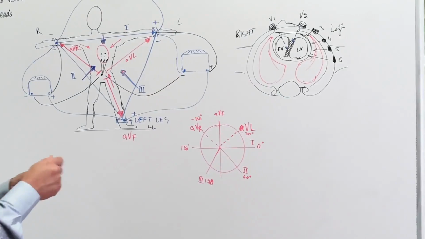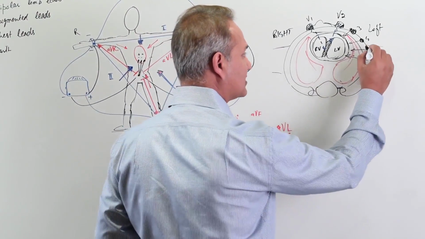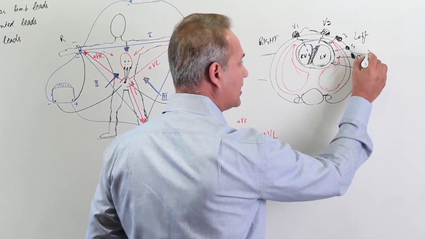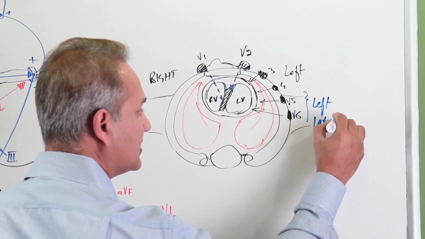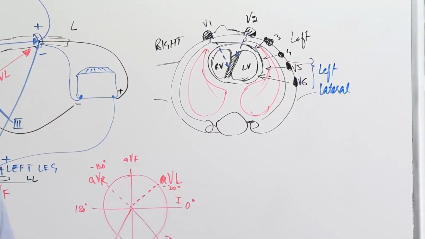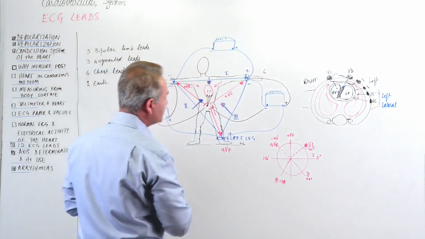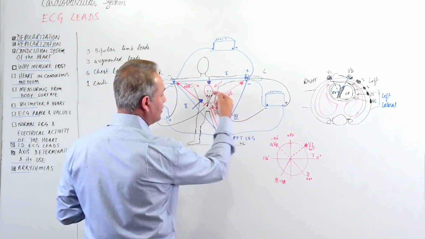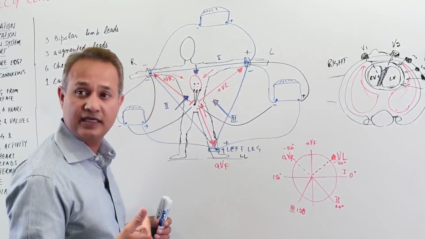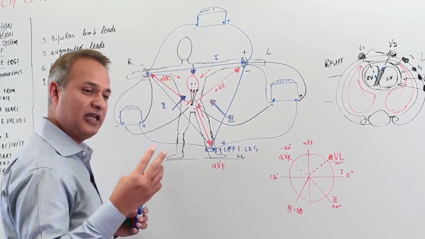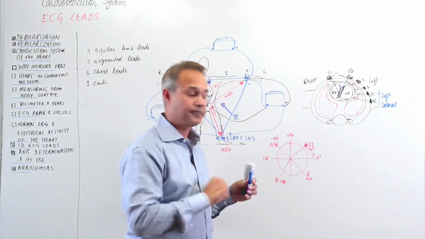So now we understand that V5 and 6, these chest leads, are looking at the left lateral side of the heart, which is the left lateral side of the left ventricle. What else was looking at the left side? AVL was looking at the left side. What do you think about 1? Lead 1 was also looking at the left side. So basically 1, AVL and V5 and 6 look at the left lateral side.